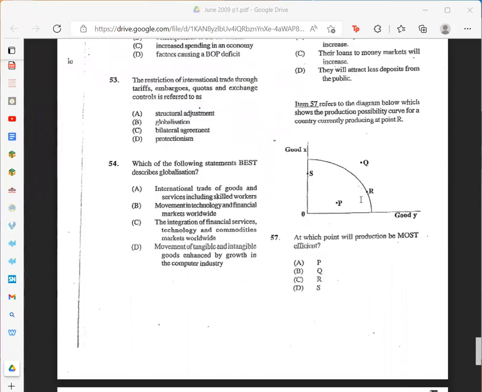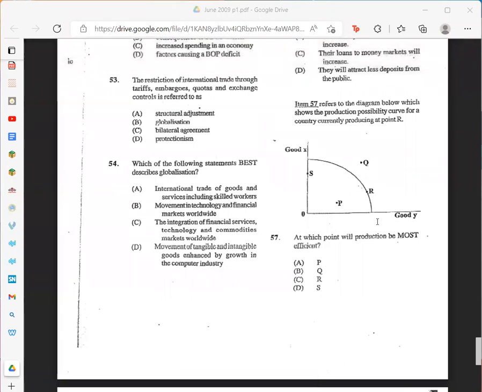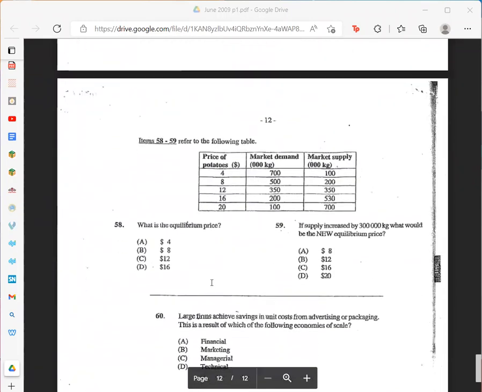57, at which point is production most efficient? Right? Yeah, point R. Any point on the PPC or the PPF is the most efficient point.